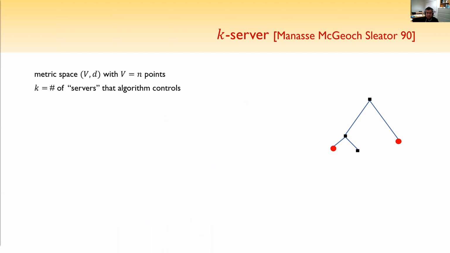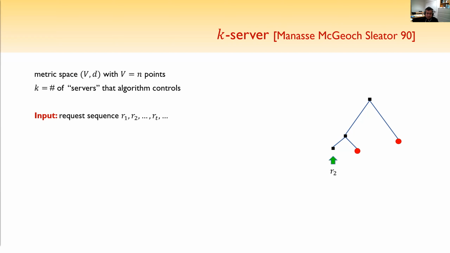So for example, in this case, let's say K equals 2, and these two servers are residing at these two locations. The algorithm moves these servers to serve a sequence of requests that arrive online. Each request arrives at some location of the metric space. So for instance, request R1 might arrive at this location, and then the algorithm needs to move one of its two servers to serve this request.